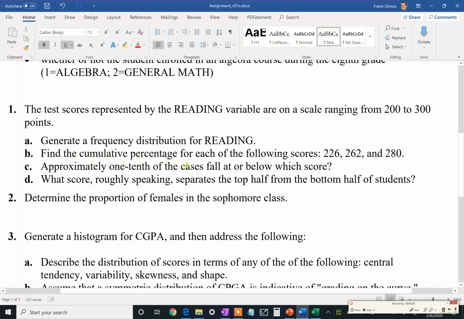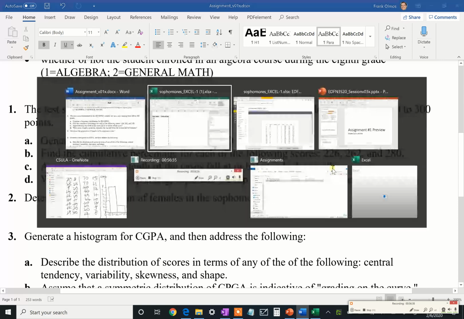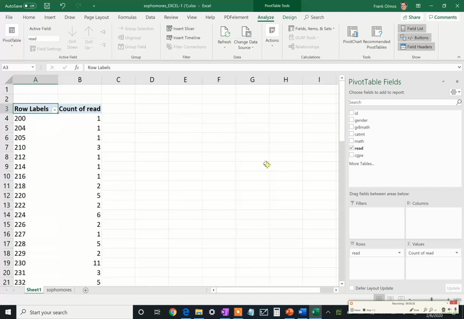Find the cumulative percentage for each of the following scores. So I want a cumulative frequency, cumulative percentage. It's been a while since I've done this, by the way. Hopefully I get it right. If not, I guess I'll have to grade on the curve.